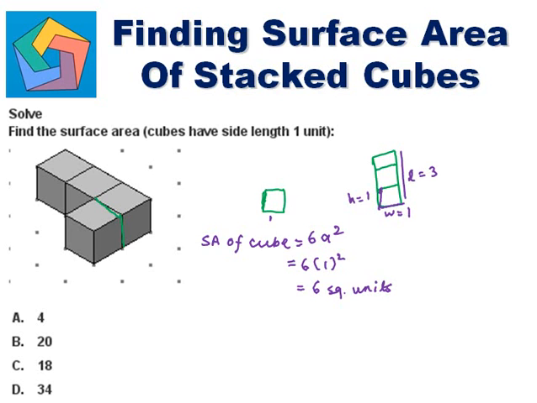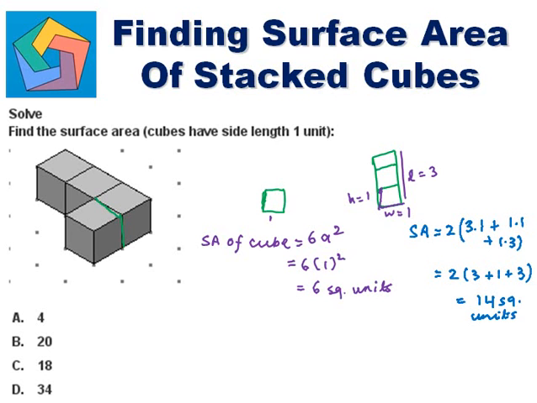So surface area here will be given by 2 times (LW + WH + HL), which is 2 times (3 plus 1 plus 3). 3 and 3 is 6, plus 1 is 7. 7 times 2 is 14 square units.